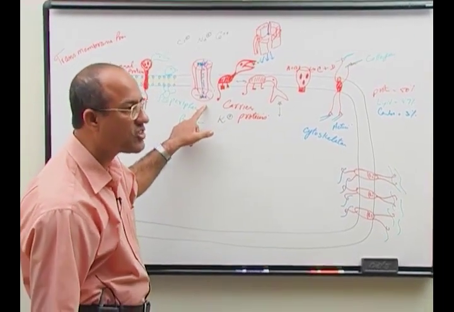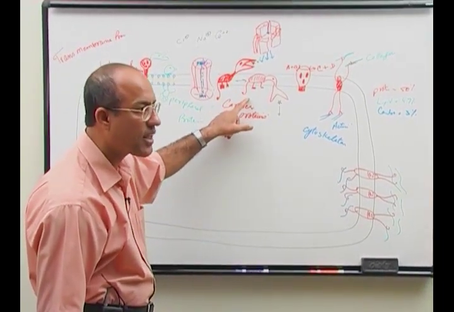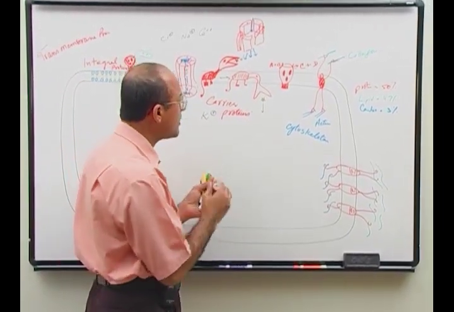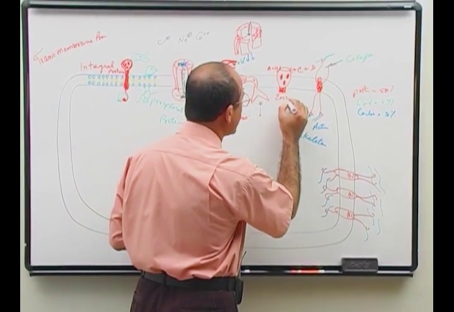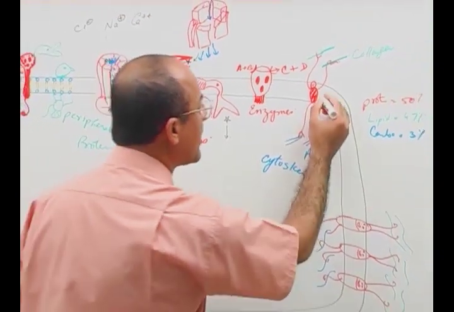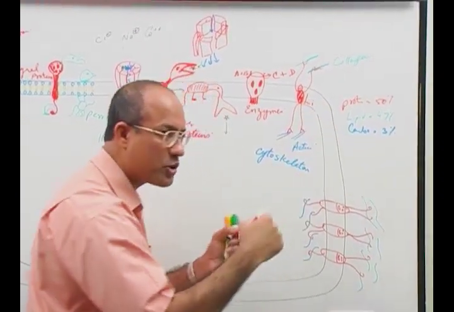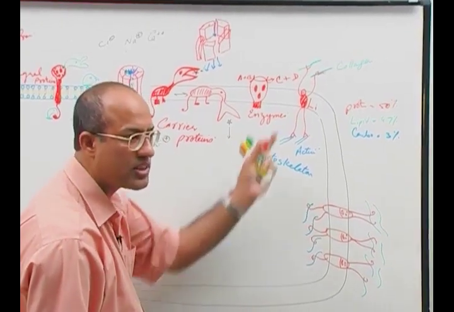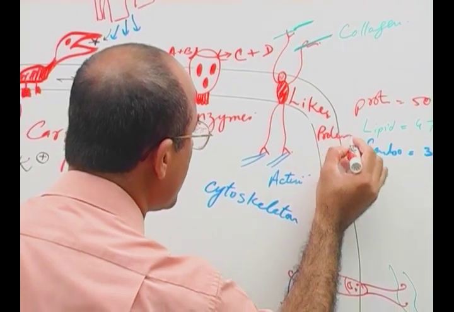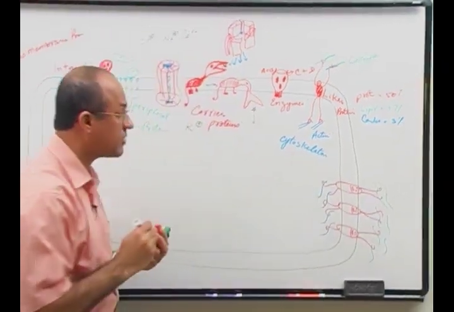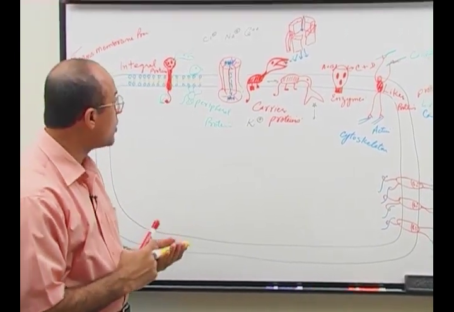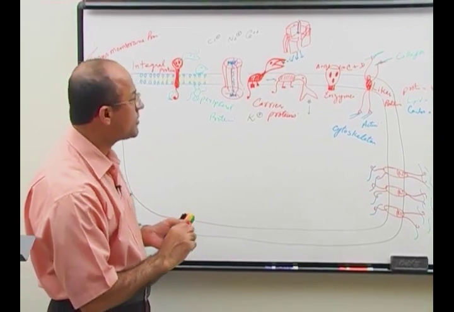Integral proteins may be acting as channels, they may be acting as carrier proteins, they may be acting as enzymes, and of course they may be acting as, what is this? Linker protein. They are producing a link between intracellular protein and extracellular proteins, linker proteins, right? Then integral proteins have one more very important function, and what is that?